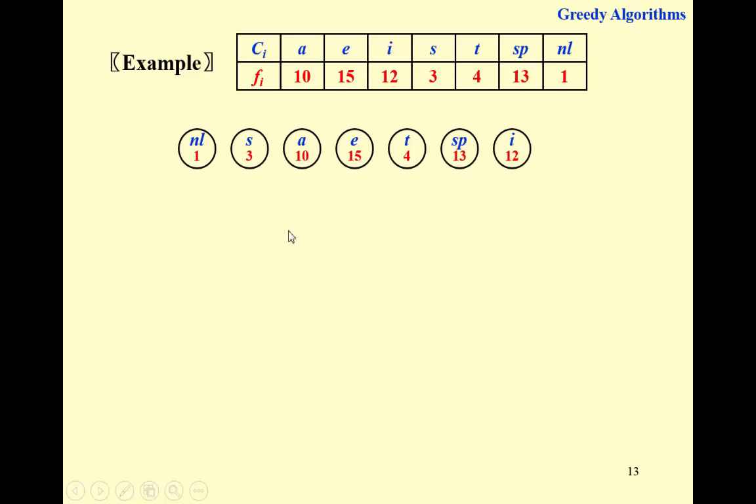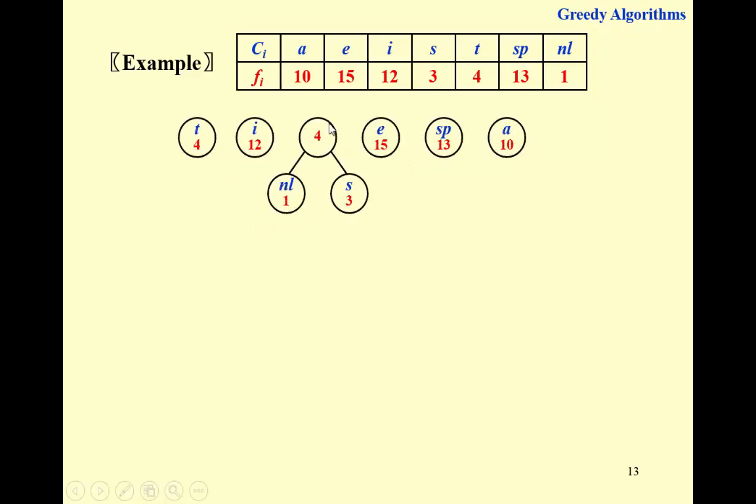Next, we're supposed to create a new node and call delete min twice from this min heap. And we're supposed to get what? 1 and 3, right? Assign them to be the left and right child of that new node. And then the weight of that node will be what? 1 plus 3, that will be 4, right? And push 4 back onto this heap. And this is the resulting min heap we get.